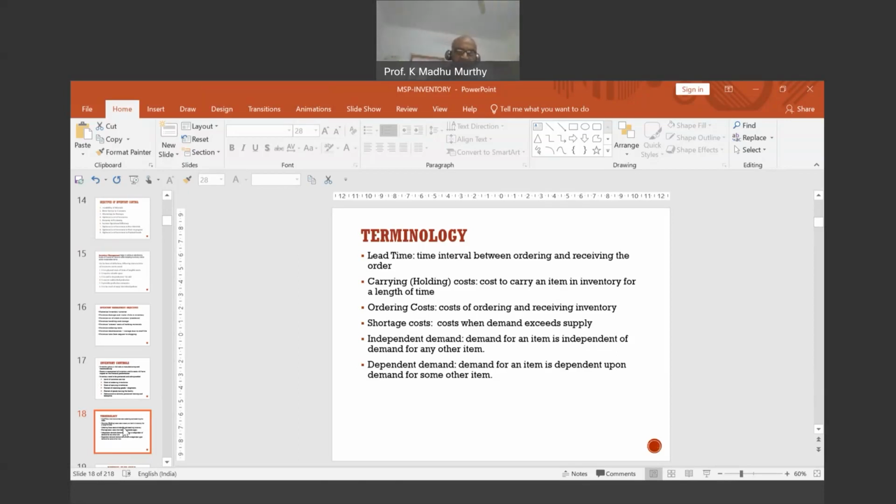Ordering costs are those that we incur in placing an order, okay? The cost of ordering and also receiving those inventories. That means to say, once I decide to purchase a particular item, I have to identify the vendors. I have to find out the vendor who supplies me the right quality of material at the right price. So the minimum of those, or the best price that is offered in the market, is to be acquired.